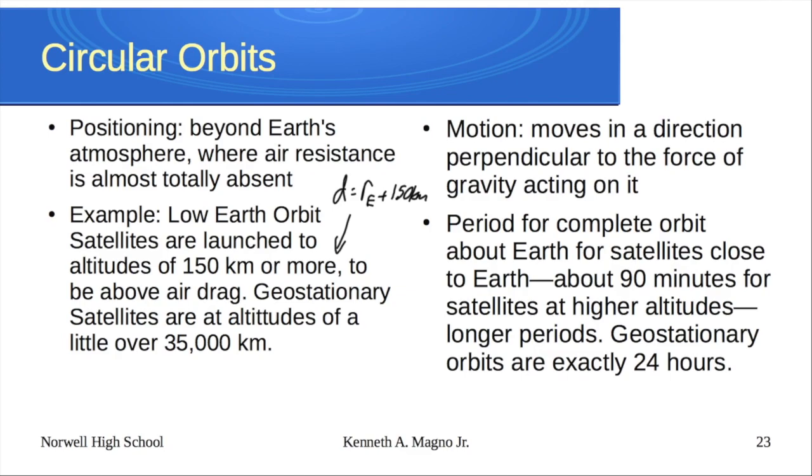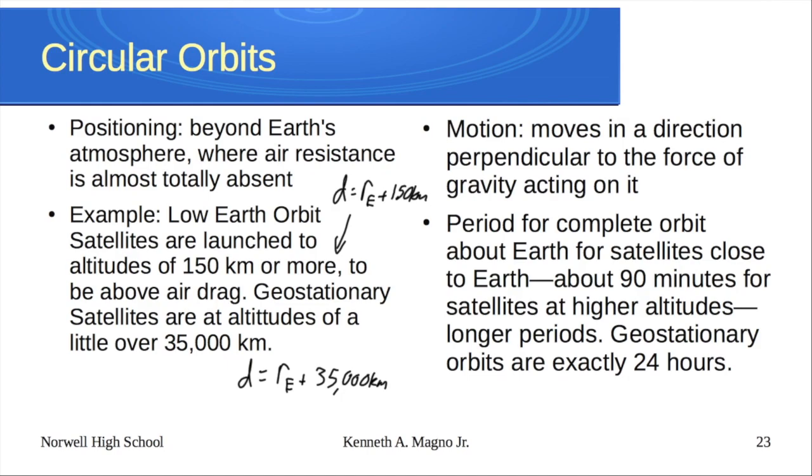This is where the International Space Station is, and a lot of our telecommunication satellites. Then we get to our geostationary orbits. These are a lot of our weather satellites. These would be the ones at a distance of the radius of the Earth plus 35,000 kilometers, so that's how high above the Earth they are.